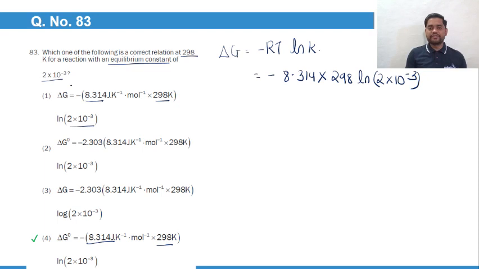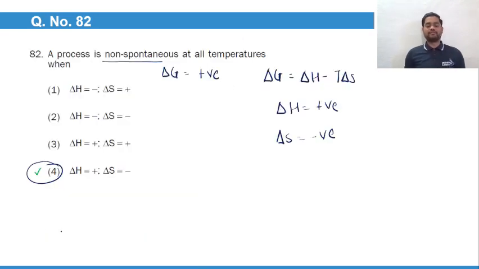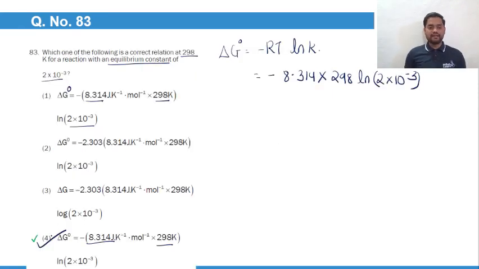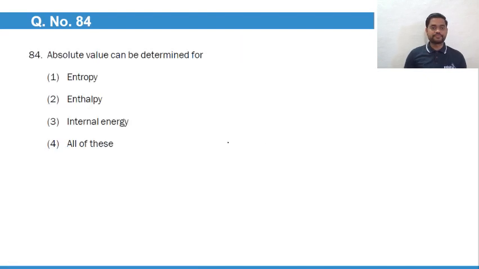Achha, in the first case, if you see it carefully, it's not a standard value, but in the last case it is the standard value, and this is what we are calculating, the standard value. So option 4 will be the right answer. See, option number 4. Clear? Next, absolute value can be determined for entropy by the third law of thermodynamics.